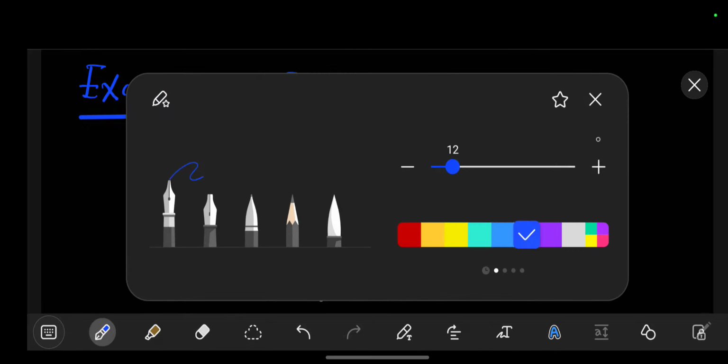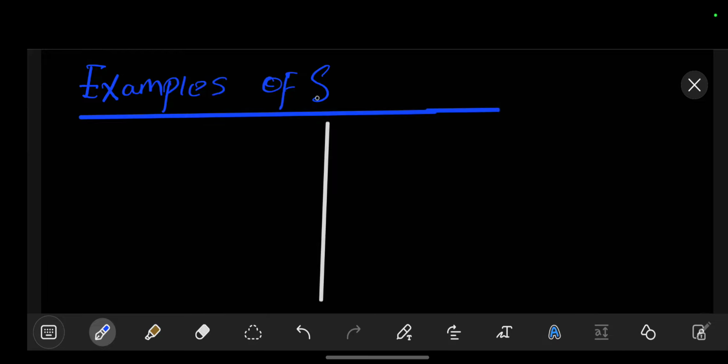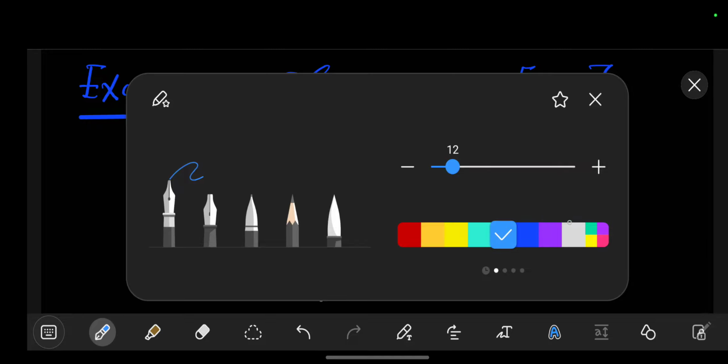All right. Examples of semi-melters. Semi-melters are actually found on group 4 of the periodic table. That's where you find semi-melters.